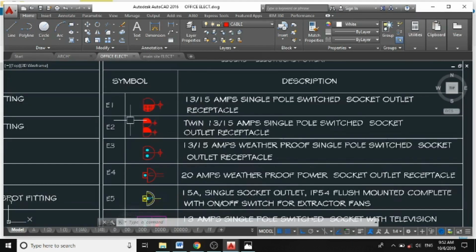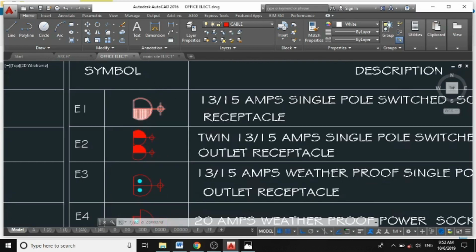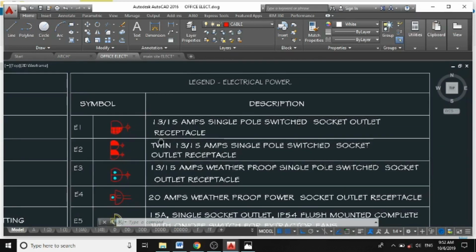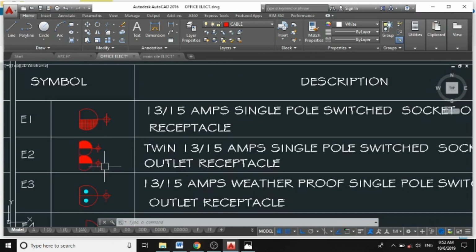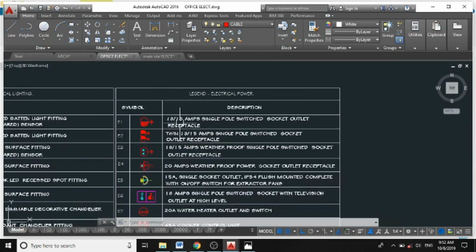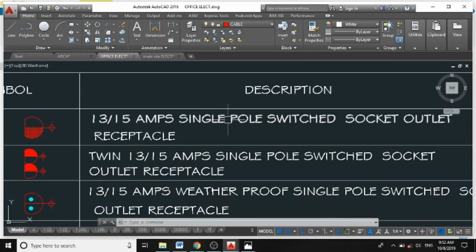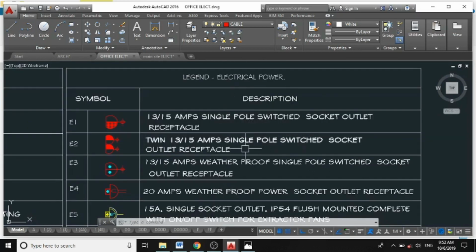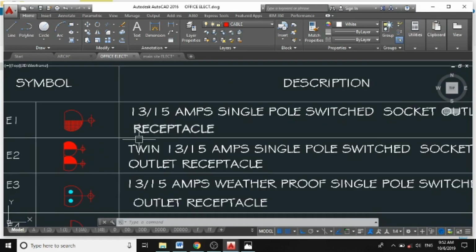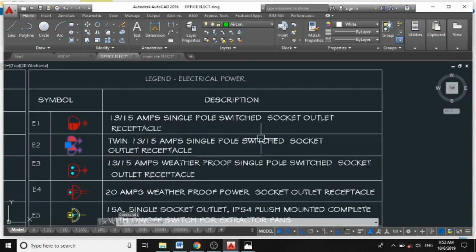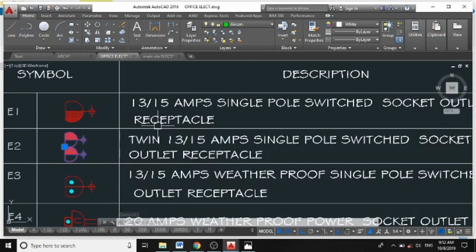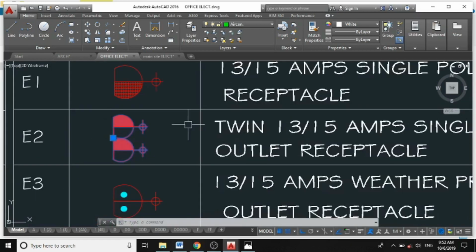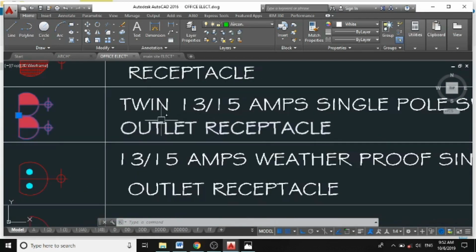We also have this symbol representing either a 13 ampere or a 15 ampere single pole. I've already explained single pole and double pole. Single pole switch socket outlet or receptacle, and this for a single pole also, but a twin receptacle. We have 2 outlets on a single panel here.